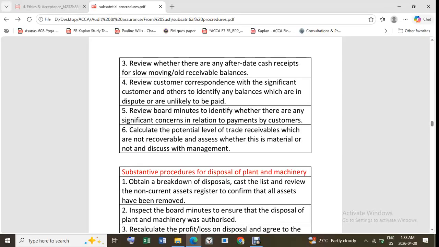Review board minutes to identify whether there are any significant concerns in relation to payment by customers. Calculate the potential level of trade receivables which are not recoverable and assess whether this is material or not. And discuss with management.